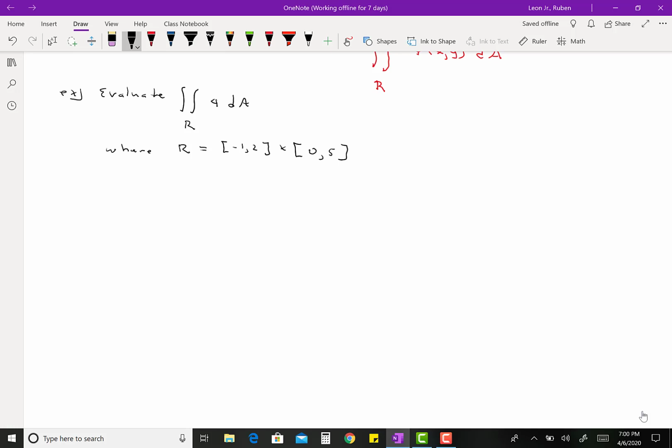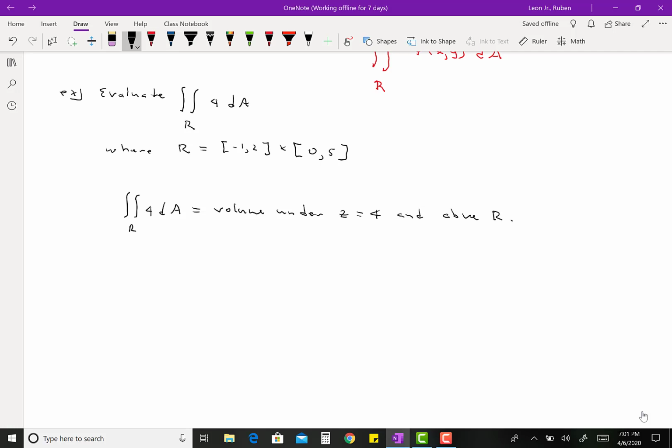Let's try to evaluate the double integral of 4 dA. Now remember, we motivated the definition of the double integral by considering a non-negative function z, and that's happening here. z equals 4 is a constant non-negative value. So we can interpret this double integral as volume. The value of this double integral is the volume under z equals 4 and above the rectangle R.